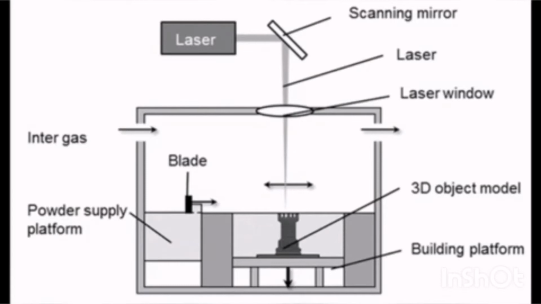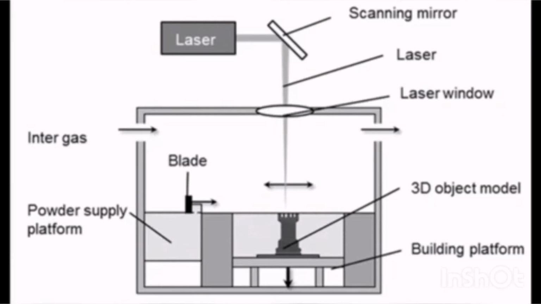The laser which is emitted from the laser insulator is then reflected by a scanning mirror and irradiated onto the thinly paved metal powder layer. Based on the sliced data, the laser is scanned by controlling the scanning mirror and the metal powder is melted and solidified into the desired shape.